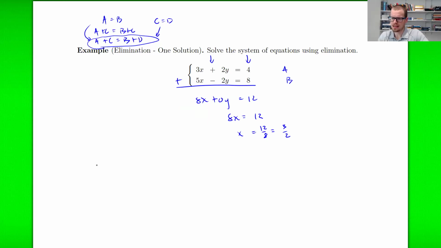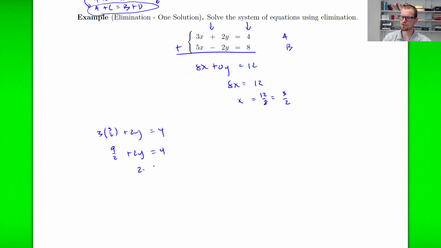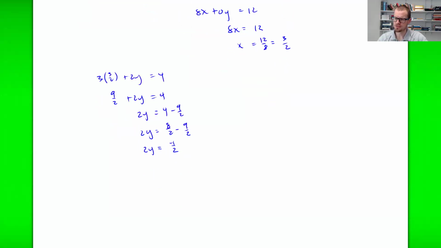Let's say that 3 times 3 halves plus 2y is equal to 4, using that first equation. So this gives me 9 halves plus 2y is equal to 4, and I can subtract 9 halves from both sides. 2y is equal to 4 minus 9 halves. I'd like to find a common denominator here, so 2y is equal to 8 halves minus 9 halves. Therefore, 2y is equal to negative 1 half. I can divide both sides by 2 to find that y is equal to negative 1/4.